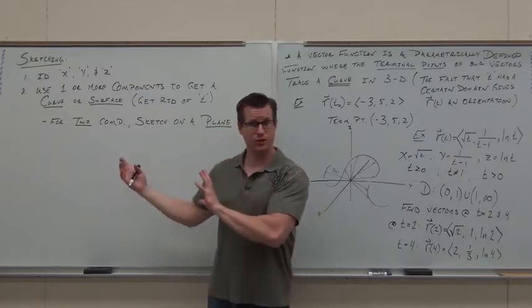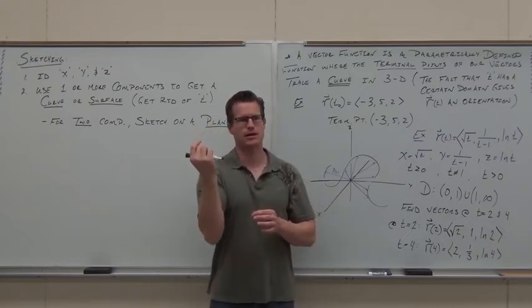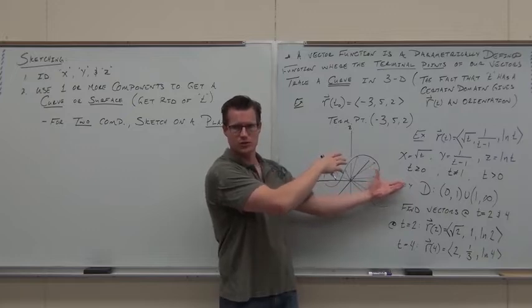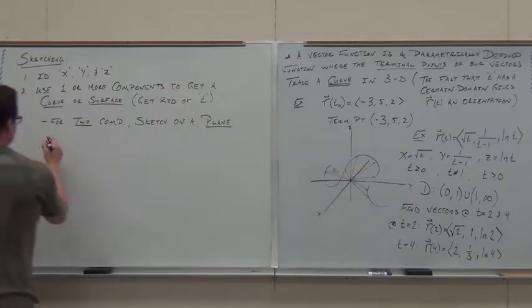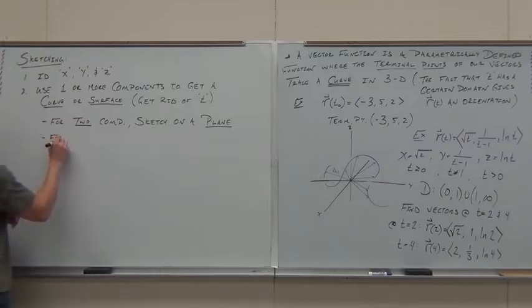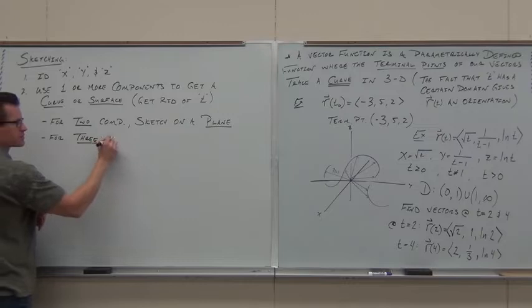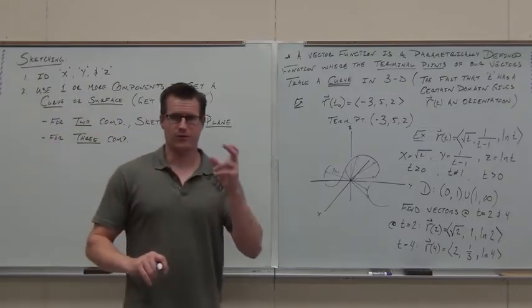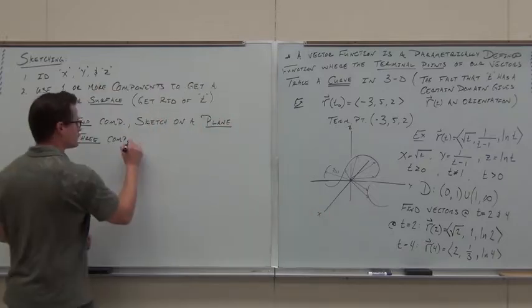So these things are not surfaces, but they can travel along surfaces. That's the difference here. I don't know if you understand the concept here. So what are they? Are these vector functions surfaces or curves? Curves. But they can be traveling along surfaces. So for three components, the curve, the vector function, will be on a surface.